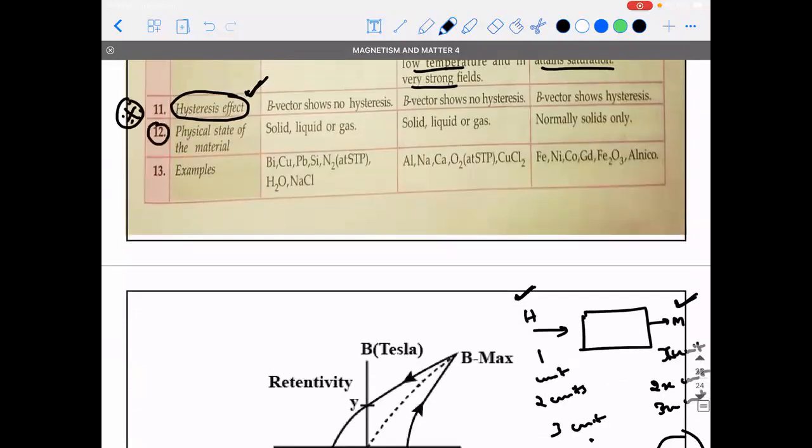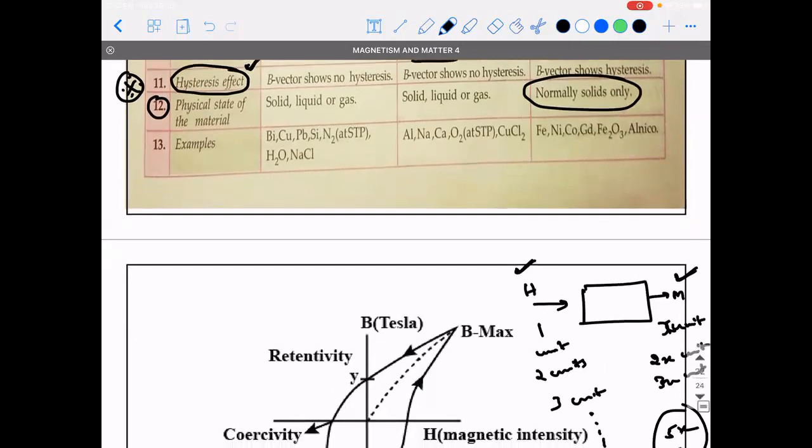The next is, what about the physical state of the materials? If you talk about a diamagnetic substance, the physical state can be solid, liquid, or gas. Similar is the case with paramagnetic, whereas ferromagnetic substances are generally solids, because ferro is related to iron. Mostly they are iron substances. There are certain examples given, which you can read later. You can just take a screenshot. These are all the examples of dia, para, and ferromagnetic substances.